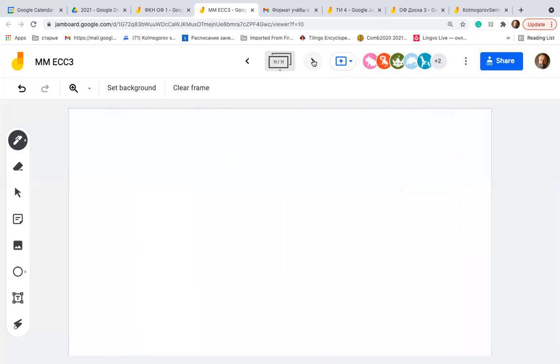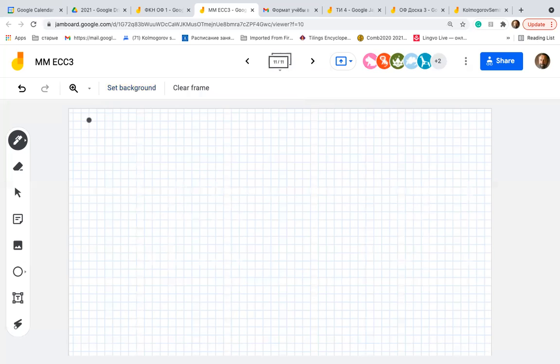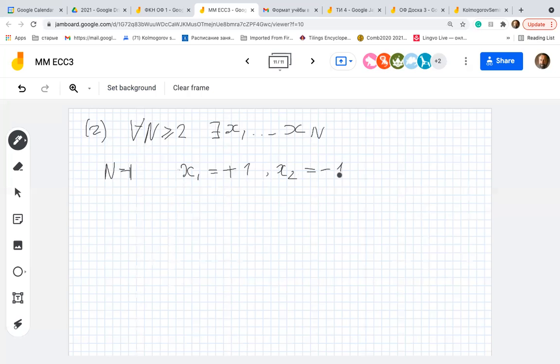Okay, now we need to prove the second item, where we need to construct for all n, starting with 2, x1, ..., xn attaining both bounds. For example, for n equal to 1, we know that we can take x1 to be plus 1 and x2 to be minus 1, and we will obtain x1 times x2 equal to minus 1, which is our case, minus 1 over n minus 1.